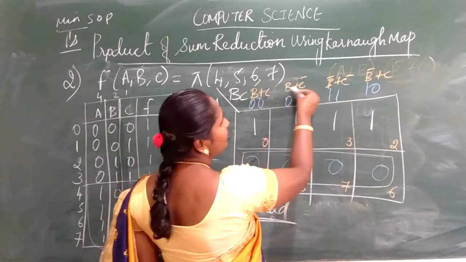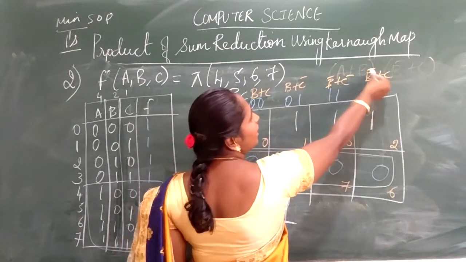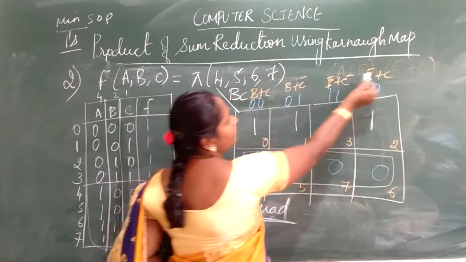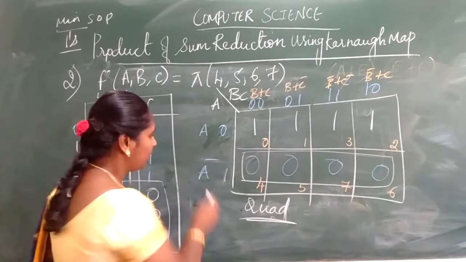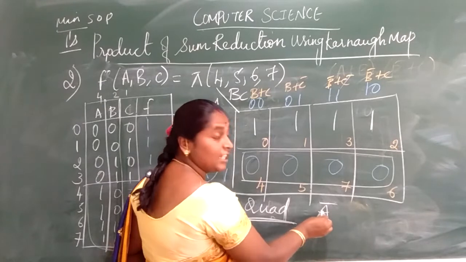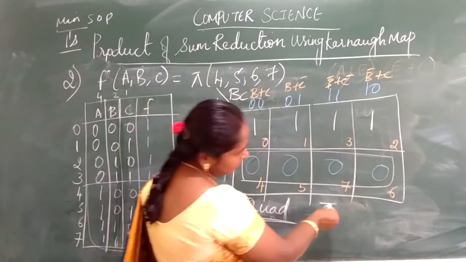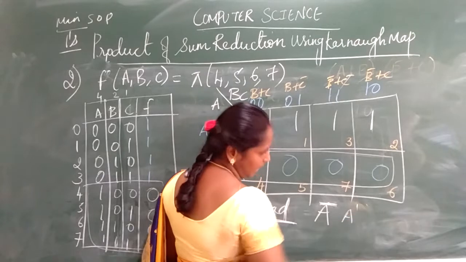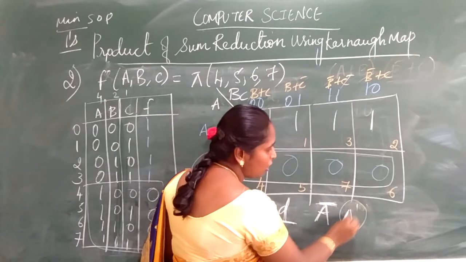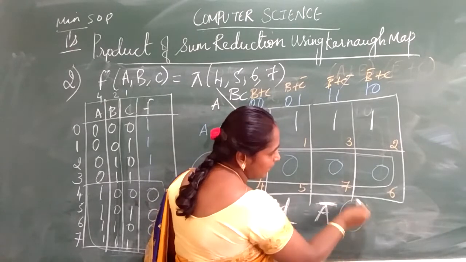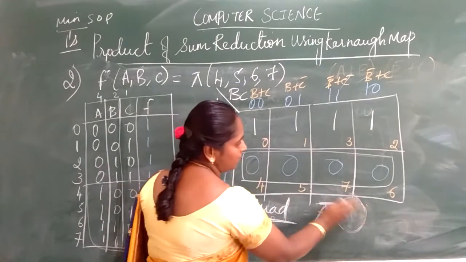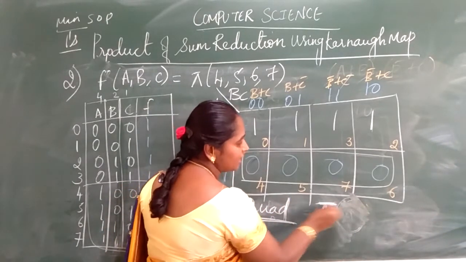So B plus B bar, B plus C bar, B bar plus C bar, B bar plus C. See, the C bar gets cancelled, the B bar gets cancelled. The remaining left out is A bar. In your question papers sometimes they represent it like A bar or A dash. This is similar to your complement. Don't get confused: A bar or A dash, that is your complemented. So this one quad, my expression is A bar.